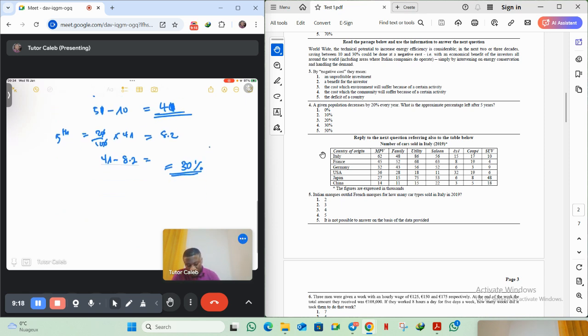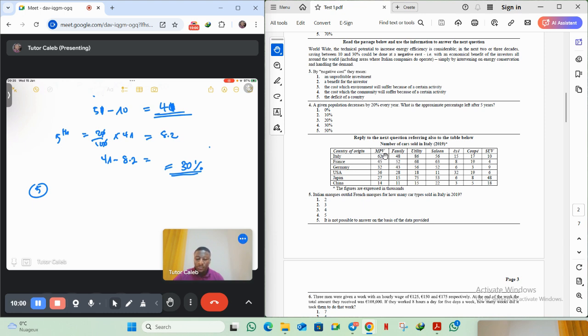Question 5. Question 5 says that the Italian mark outdid French mark for how many car types sold in Italy in 2019? So we have here a table with different marks. I want to find out the number of Italian mark that performed better than French marks. Another name for mark is a brand. So let's check. Let's compare Italy with France.